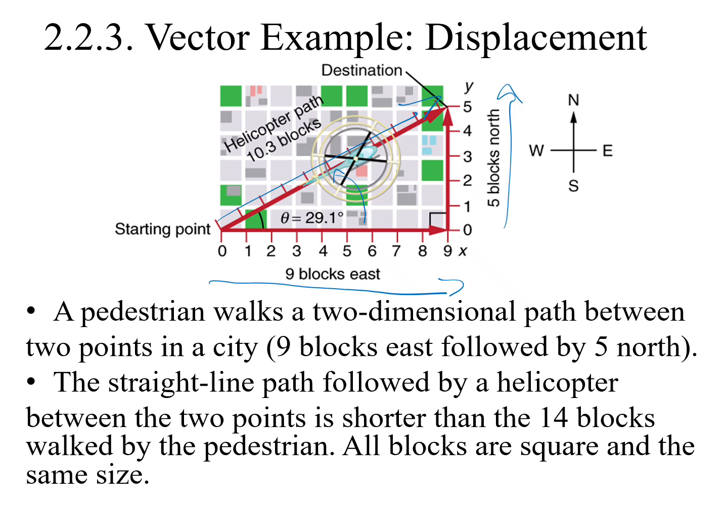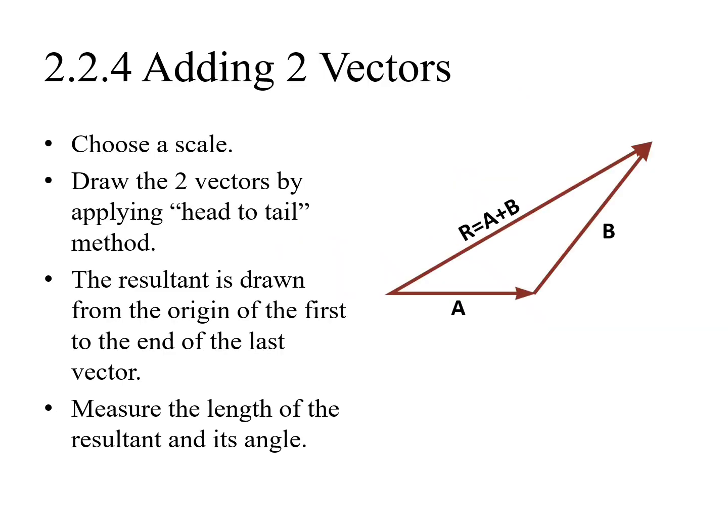When motion happens in more than one step, we need to add vectors. The graphical method for adding vectors is called the head-to-tail method. First, choose a scale and draw the first vector. In this picture, you can see this is the first vector, vector A. And then place the tail of the second vector, this part, at the head of the first vector. So this is the head of the first vector.